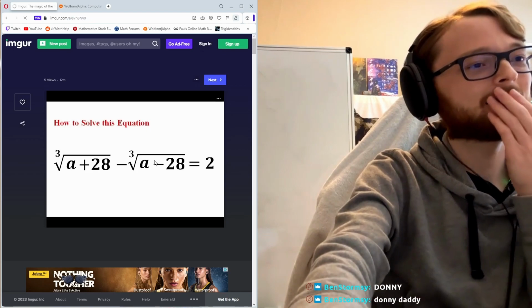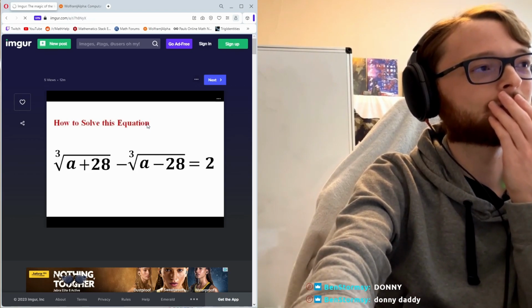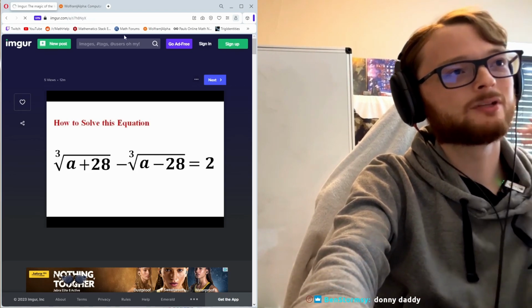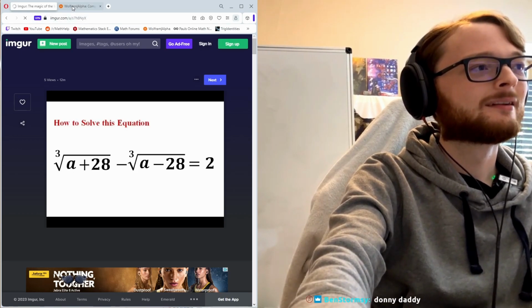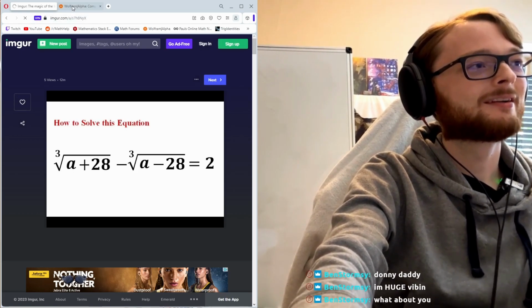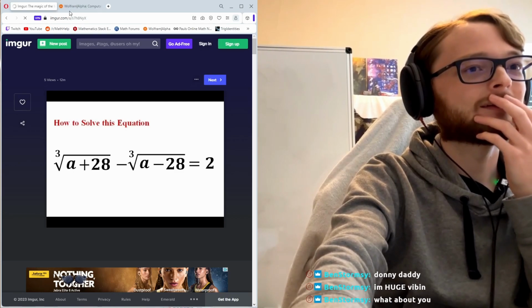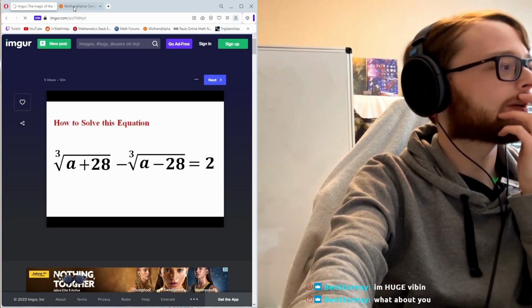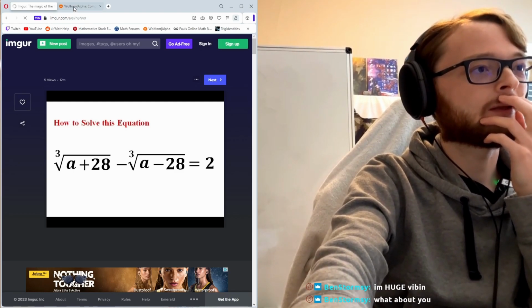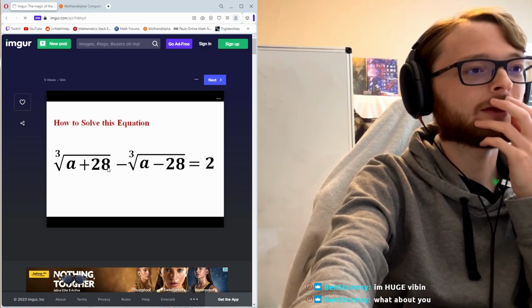So what if you added maybe the 8 minus 28 cube root to each side and cubed each side then? You're huge vibing. That's good to hear. Same here. I only just started the stream a little bit ago, and this seems like it's gonna be a fun problem.